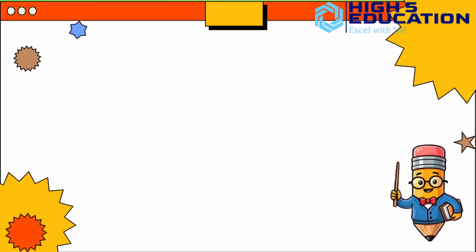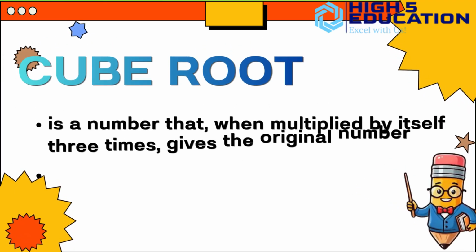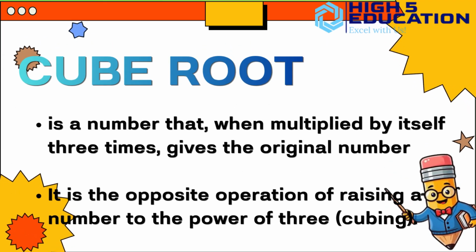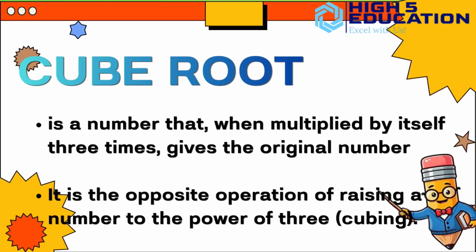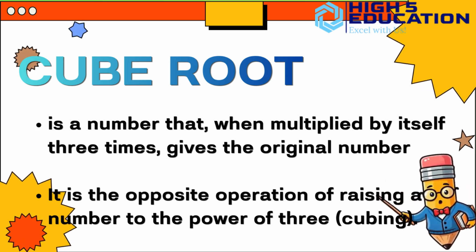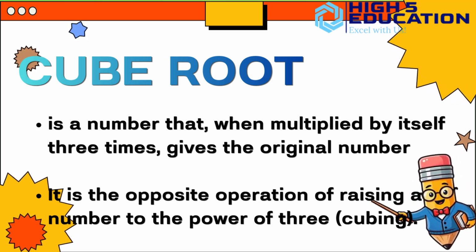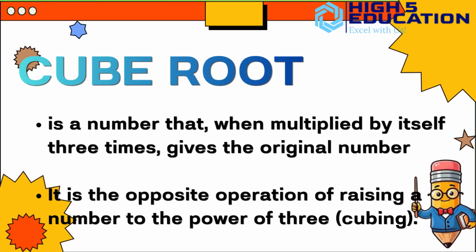Let's get started. A cube root is a number that, when multiplied by itself 3 times, gives the original number. It is the opposite operation of raising a number to the power of 3, cubing.